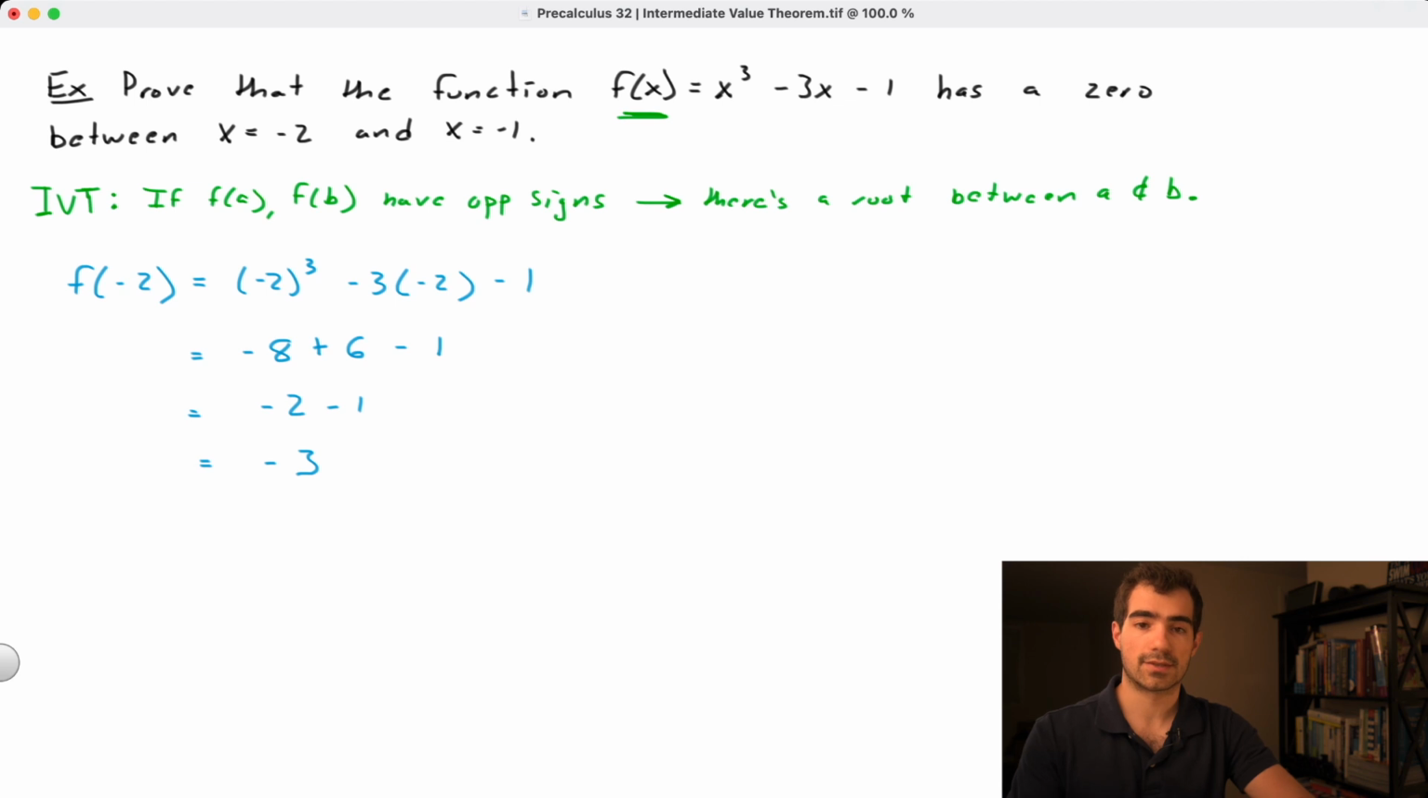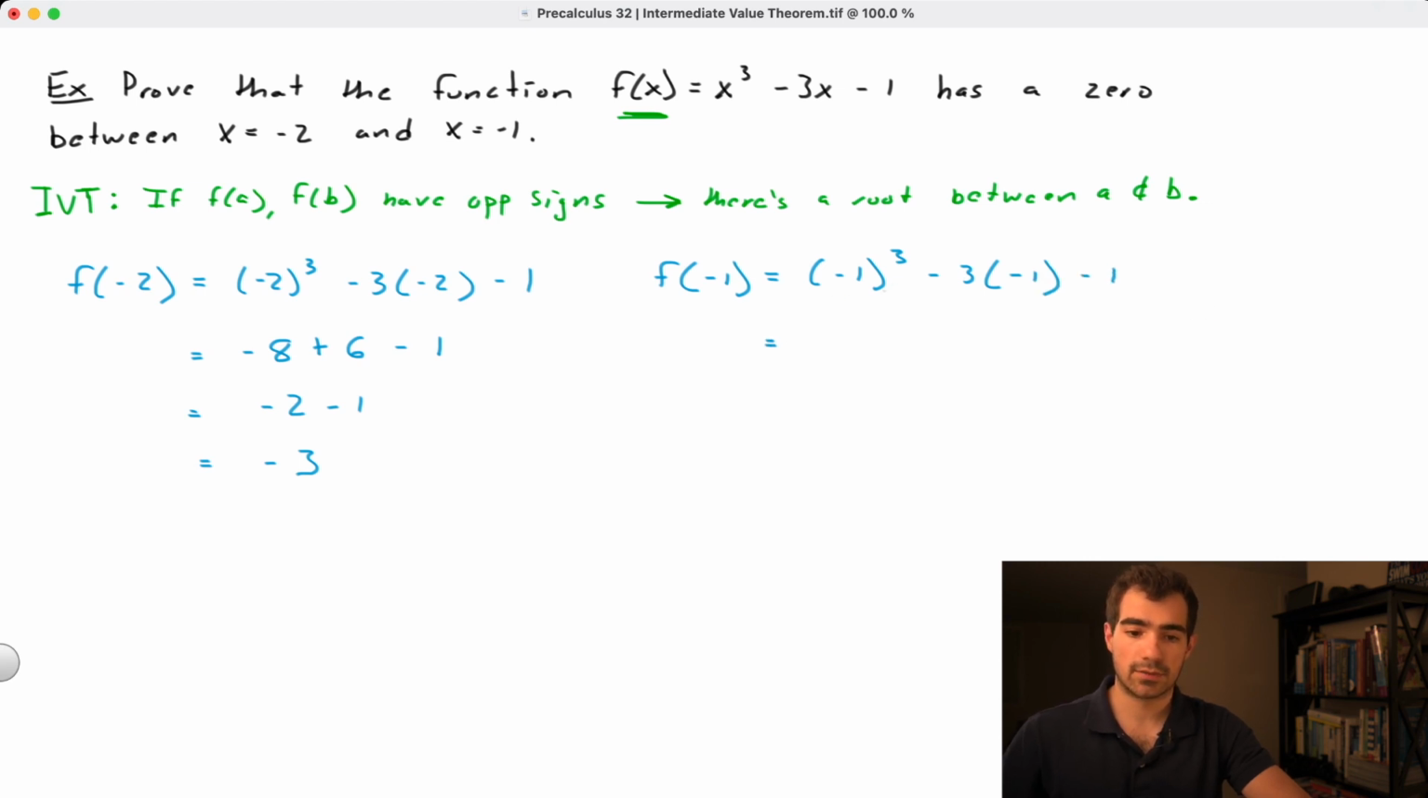3. And so since it's negative, what we're going to want, if we're going to be able to prove there's a root, is for the value of our function at x is equal to negative 1 to then be positive. And so let's see if we actually have that. If we find f of negative 1, we can plug negative 1 into our function and get negative 1 cubed minus 3 times negative 1, minus 1.